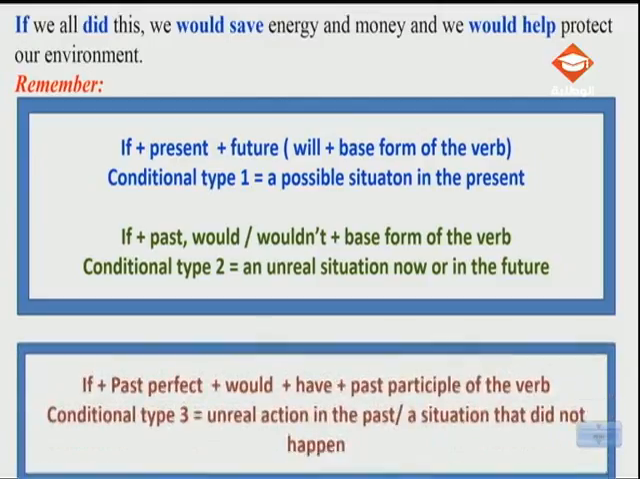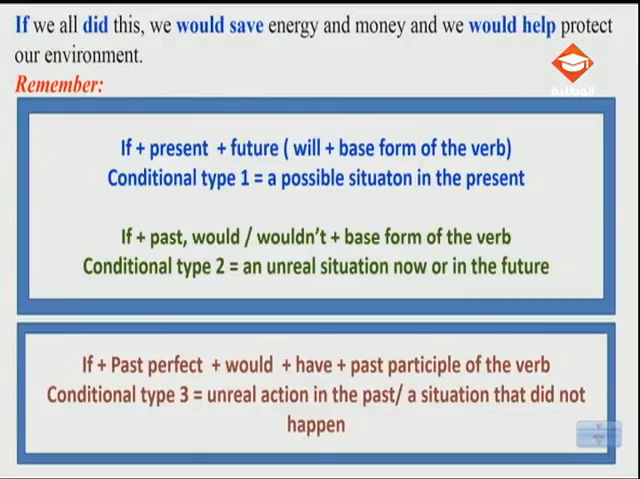Yes, so let's check. Conditional type 3. The structure is if plus past perfect. Then you have would plus have plus past participle of the verb. Miss, sorry, when you say past perfect, that is had or hadn't? Had or hadn't plus past participle. Okay. And of course, would have plus past participle.